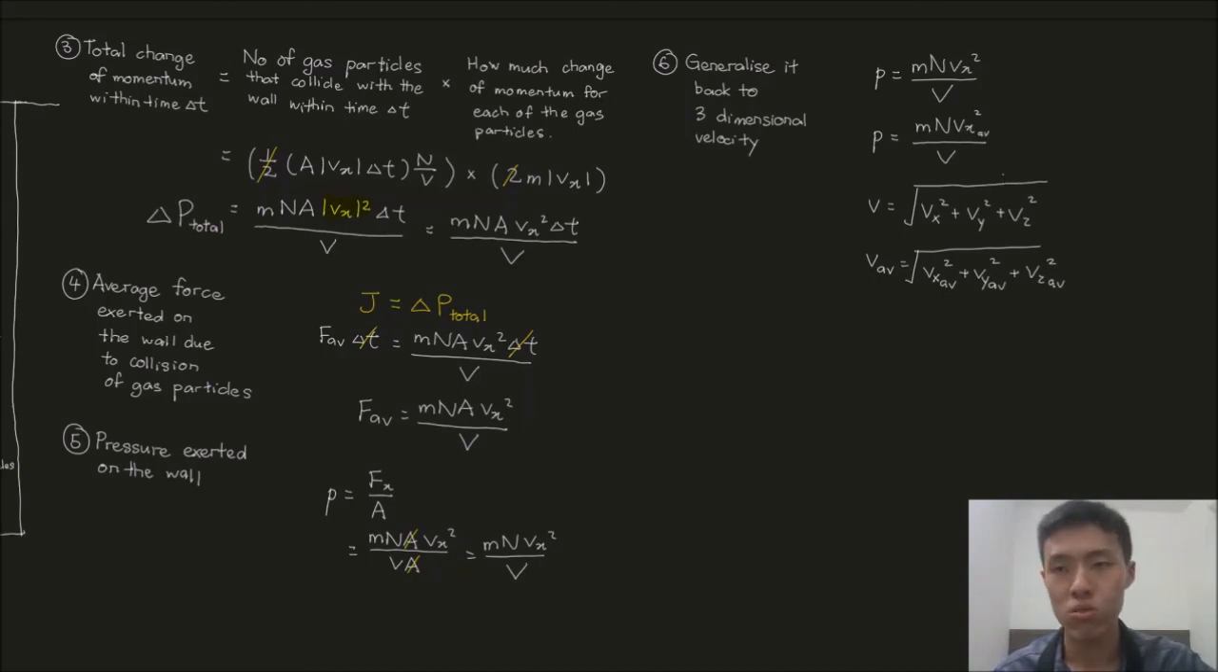So what I'm trying to say is that Vx average squared should have the same value as Vy average squared, and it should also have the same value as Vz average squared. All these three things that I have highlighted should be the same value, because there's no bias in which direction should move faster or which direction should move slower. There's no such speed bias.